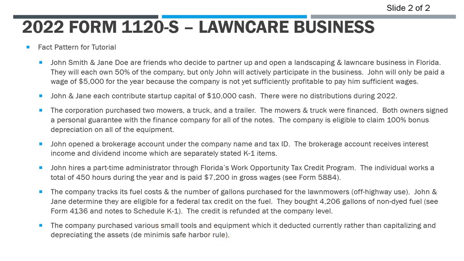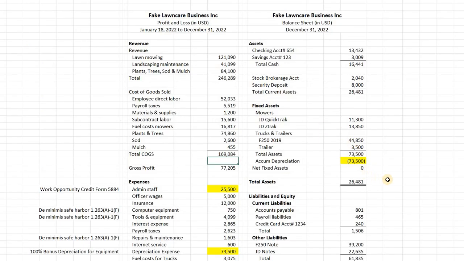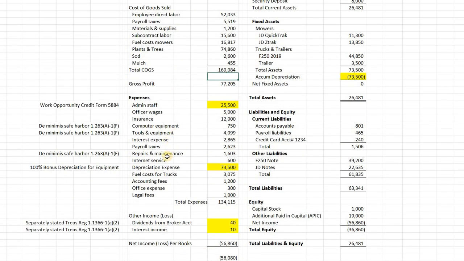Okay. All right. So let's look at the financial statements, go through these briefly, and then again, we'll jump back to the tax return. So on the left-hand side here, we've got a profit and loss. So the revenue, gross revenues for the company, all of those direct costs that are being categorized as cost of goods sold, and then the various expenses for the business. So the administrative staff persons, wages, officer wages, insurance, repairs and maintenance expense, so on and so forth. Notice here the depreciation expense, $73,500.